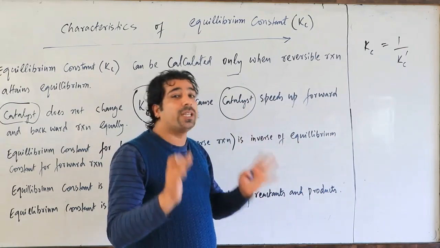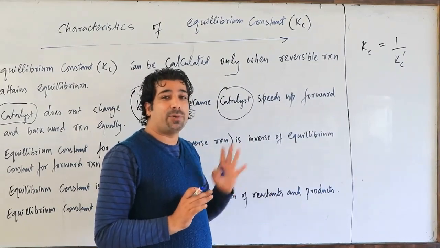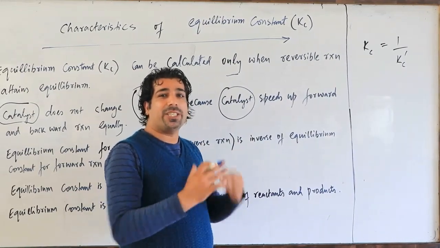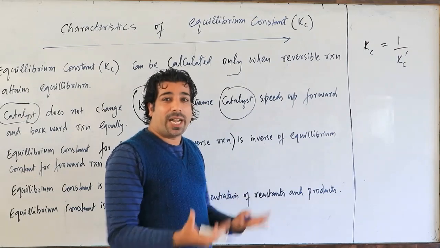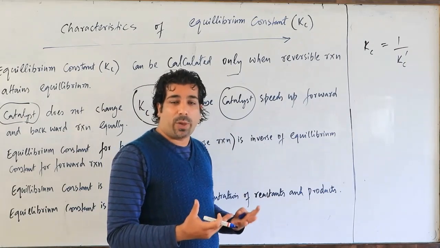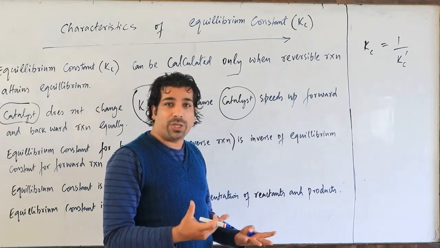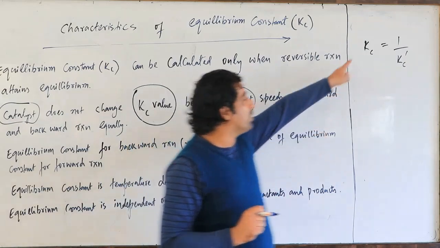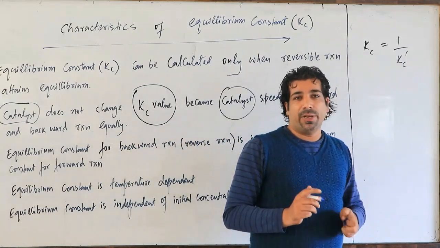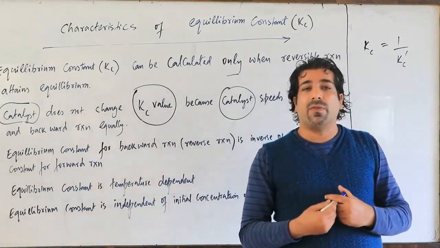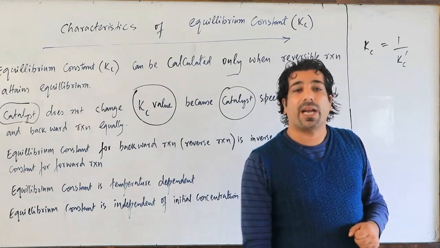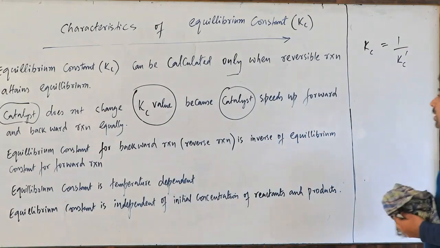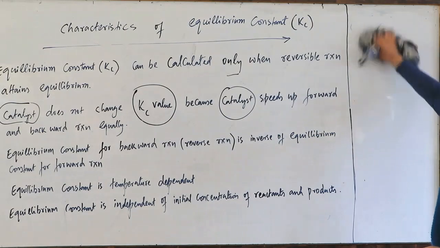But if the molar concentrations of the reactants and products are changing, then according to that you have to either square the equations or take the cube of the equations and make them equal. But the relationship will always be inverse between the equilibrium constant for the forward reaction and the equilibrium constant for the backward reaction. Okay, let's go further.